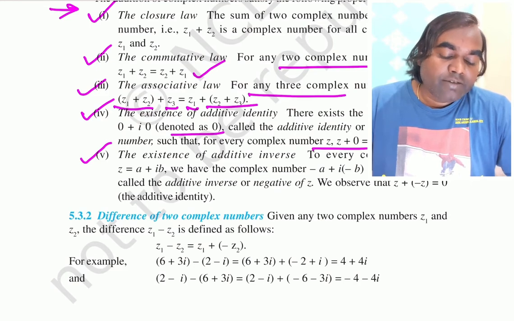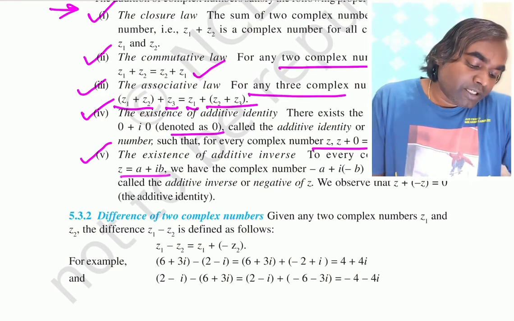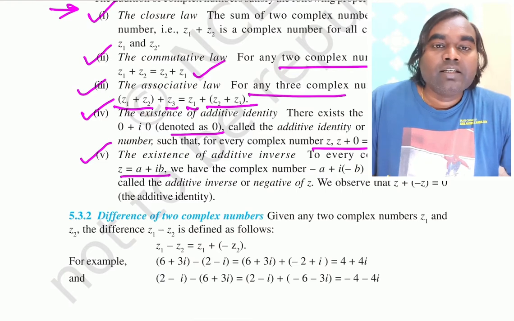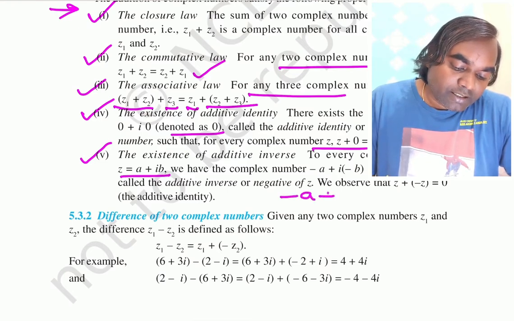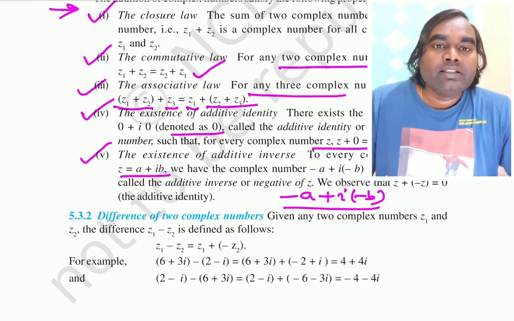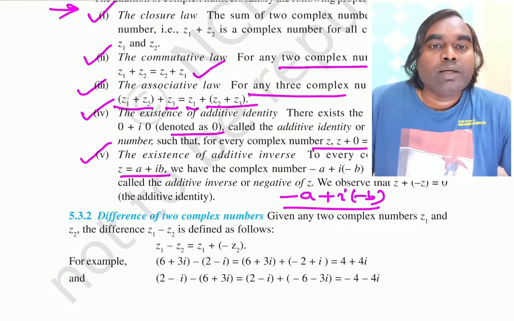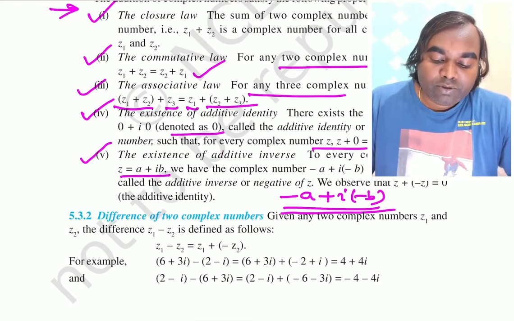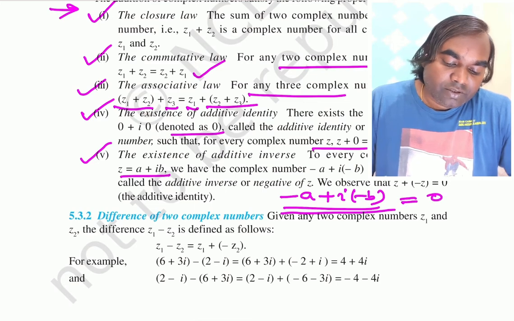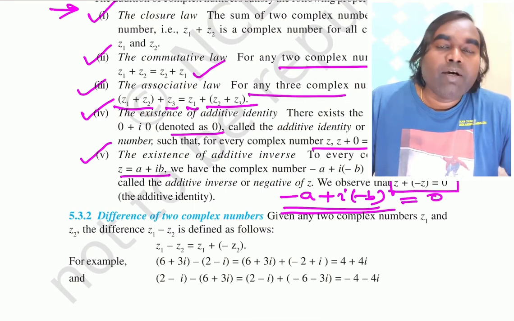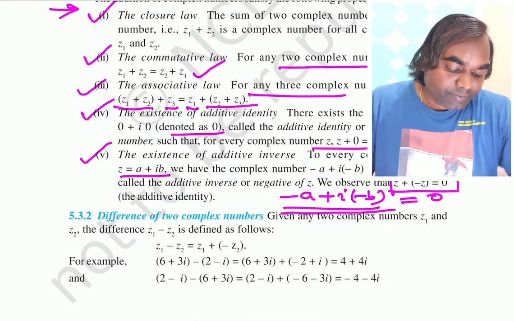Similarly, there exists an additive inverse in the case of complex numbers. That means for a given z equal to a plus ib, there exists a number, minus a plus i times minus b, such that if we add z equal to a plus ib with this number, the resultant will be the additive identity, that means 0. So z plus minus z is equal to 0.